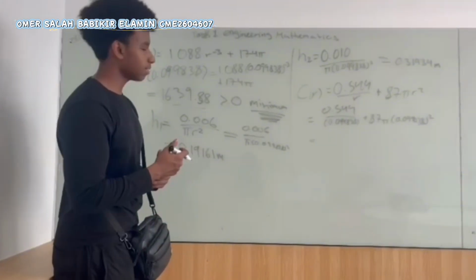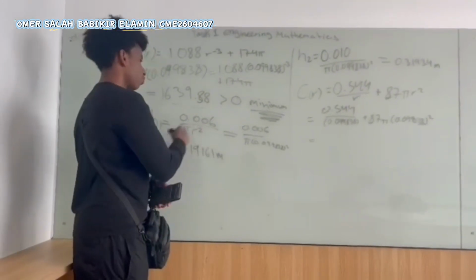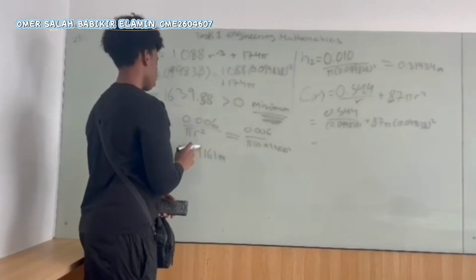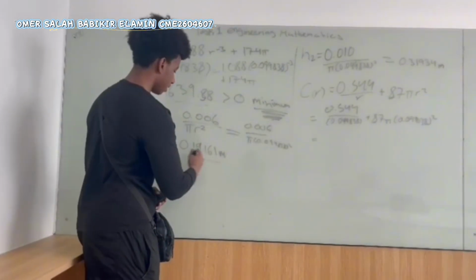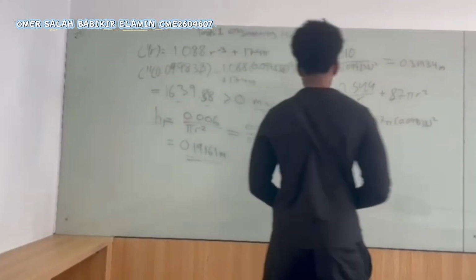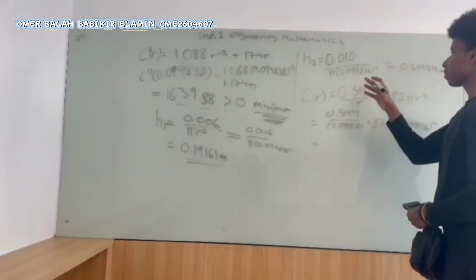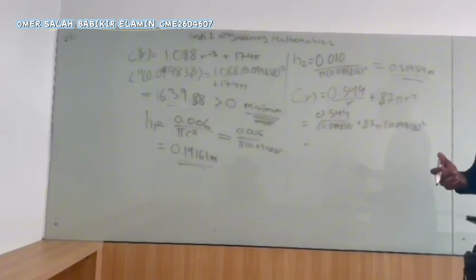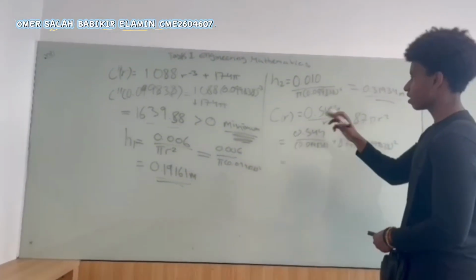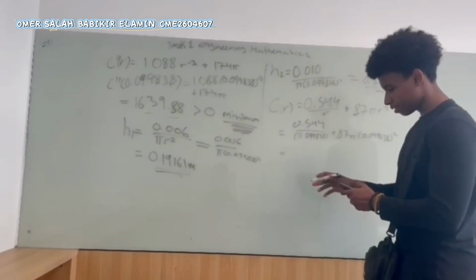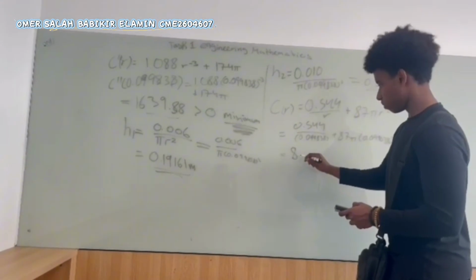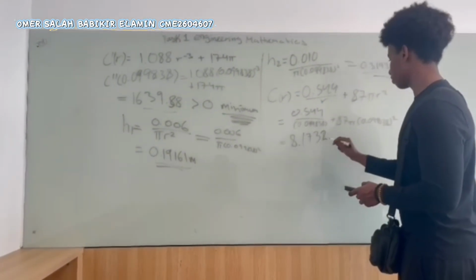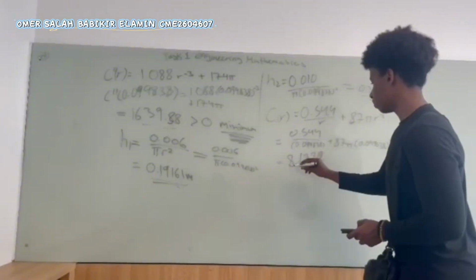To find the minimum height needed, we have to plug in the r value, which is the minimum value of r that we got here, which is going to give us this value, 0.1916 for H1, and for H2, this is the value that we get. And now we calculate the minimum cost. So we also plug in the minimum r value, which is going to give us 8.173132 ringgit.